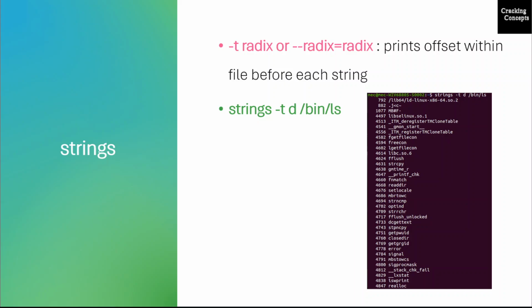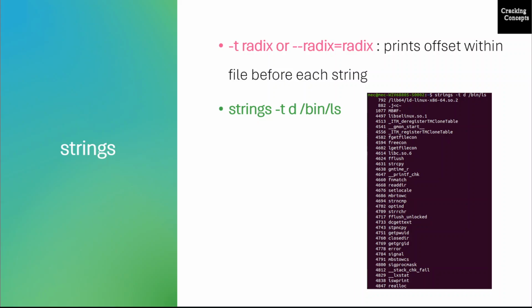Next is -t radix or --radix equal to radix. This will print the offset within the file before each string. The radix can be decimal, d, octal, o, or hexadecimal, which is x. Now to print strings from ls with their decimal offset, we give the command strings -t d /bin/ls. Just this.